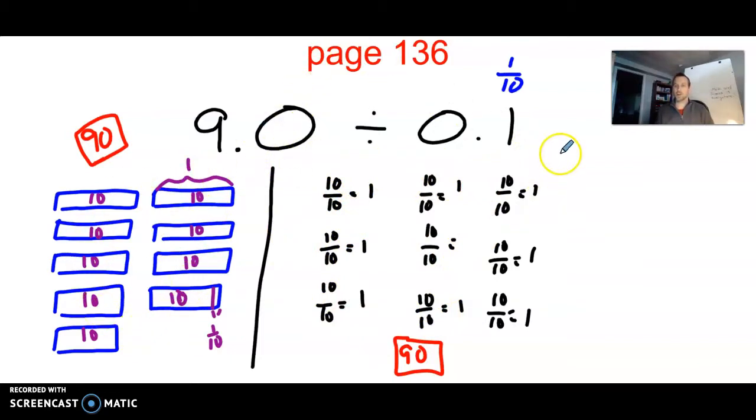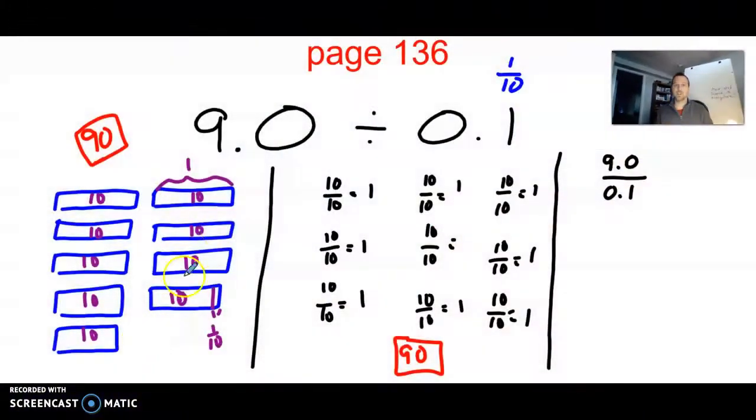Now, the third way, which we are going to be focusing on today, is to show this as division. I'm going to show this as 9.0, 9 wholes, divided by 0.1 or 1/10. Mr. Philip, I don't know how to do this with decimals. You're right. Wouldn't it be nice just to get rid of the decimals altogether? We've done that before. Yeah, let's do that.